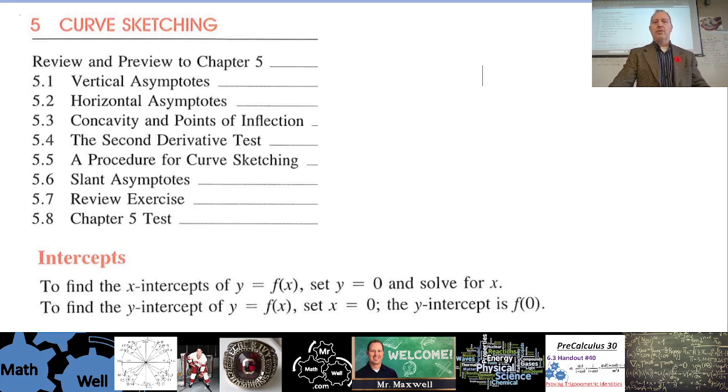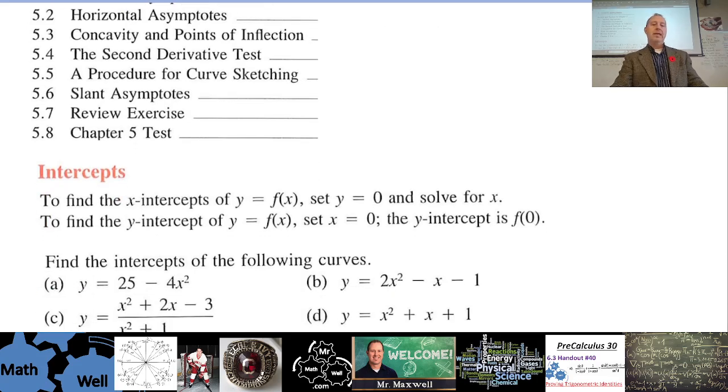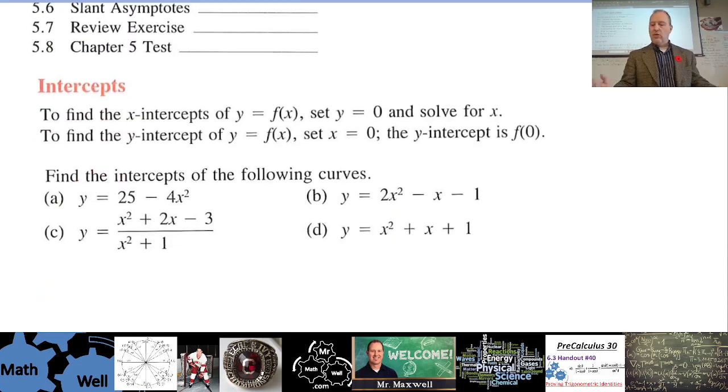So this is a review and preview to Chapter 5, a little bit here, just so we understand that this is not being taught here in this calculus course. This is stuff that you should know. For example, intercepts, okay? So you know about intercepts. These are the points on the x and y axes where the graph crosses or touches.